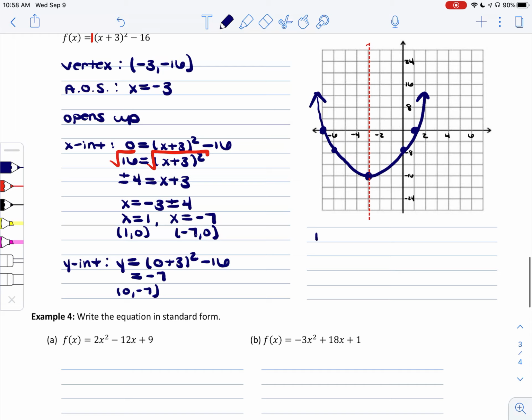All right, and lastly, find our domain and range. Okay, so domain for every parabola is all real numbers, and the range is just from the bottom up. So that's going to be from -16 to infinity.